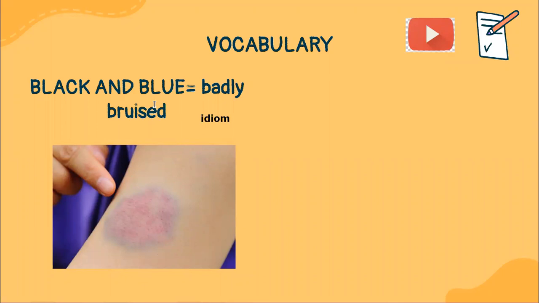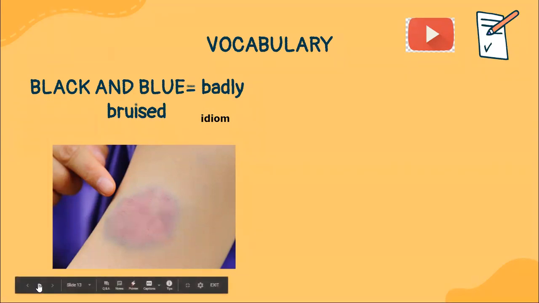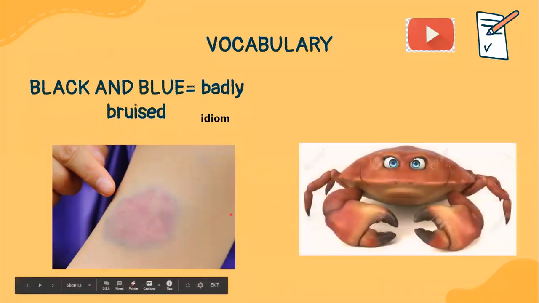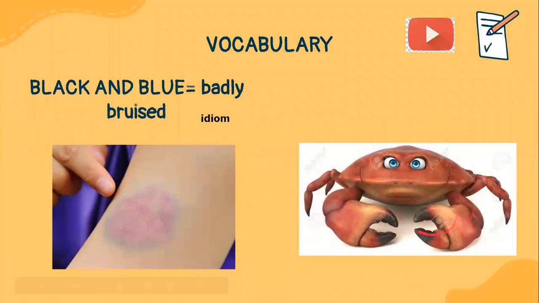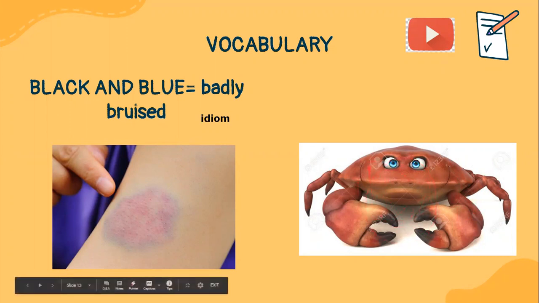Sorry, wait, let me quickly start. Yes. Next is, what is this picture, warriors? Yes, it's a crab, right? What do we call this in Telugu? It's a crab, right? We find this on seashores and everywhere. You can see the crab has very pointed things, right?